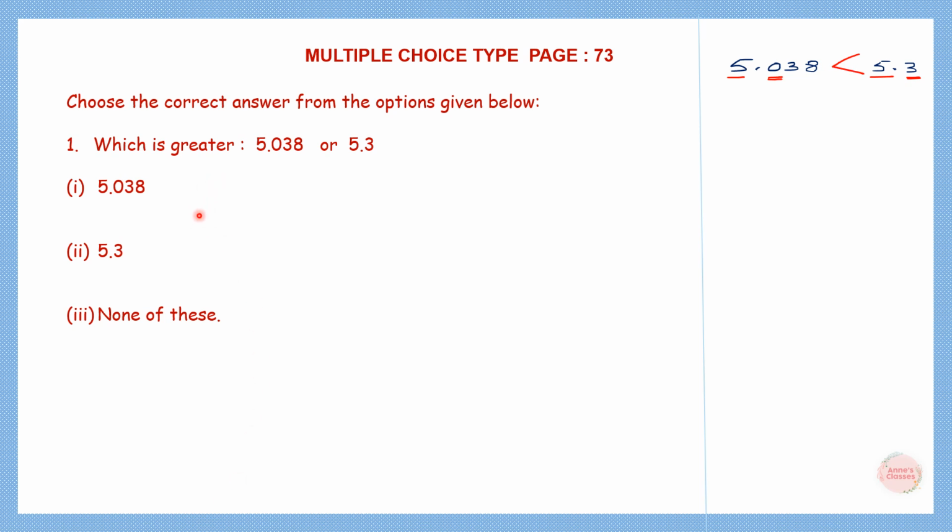Let's choose the correct option here. 5.3 is option number 2. So this is the greater one and this is our answer.